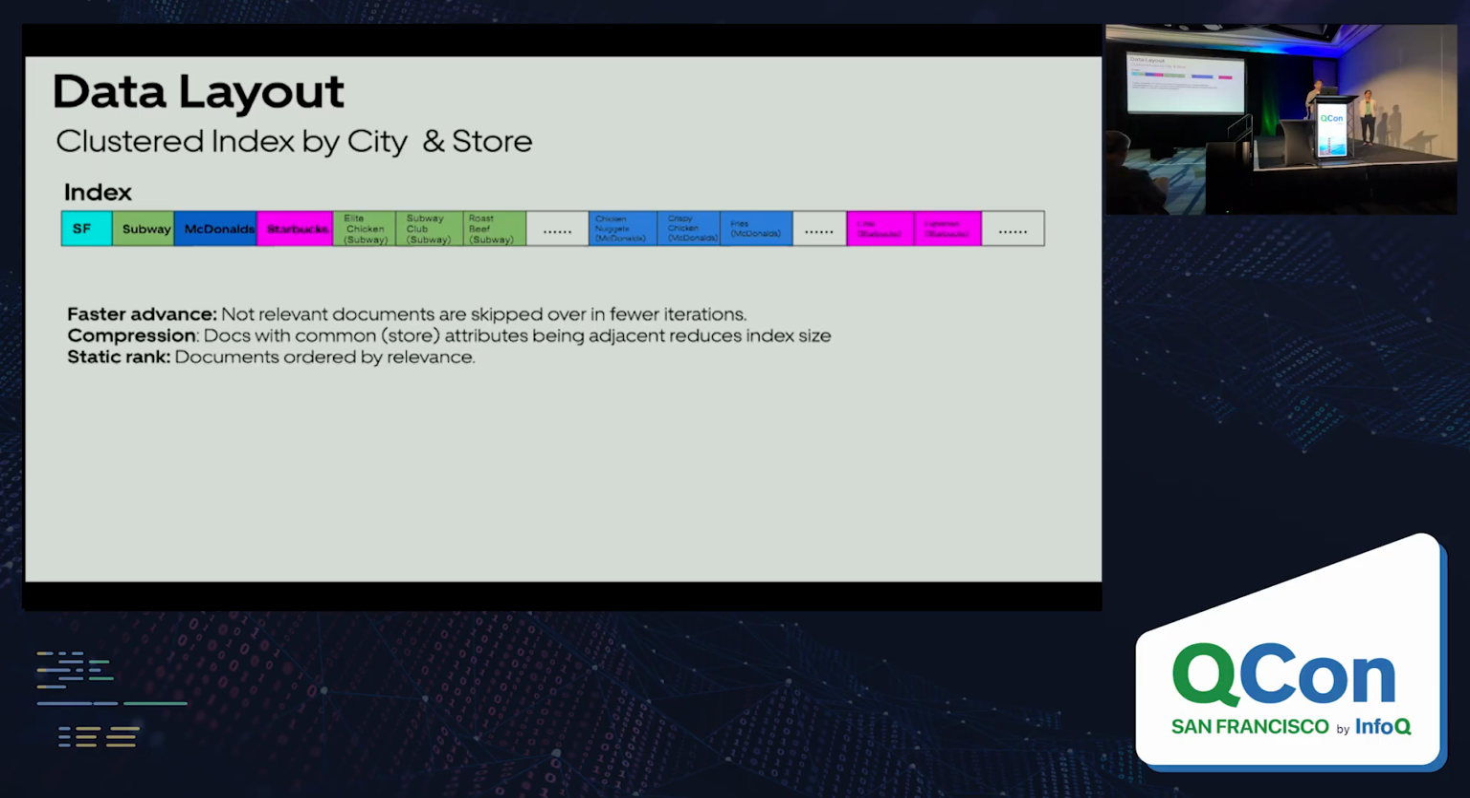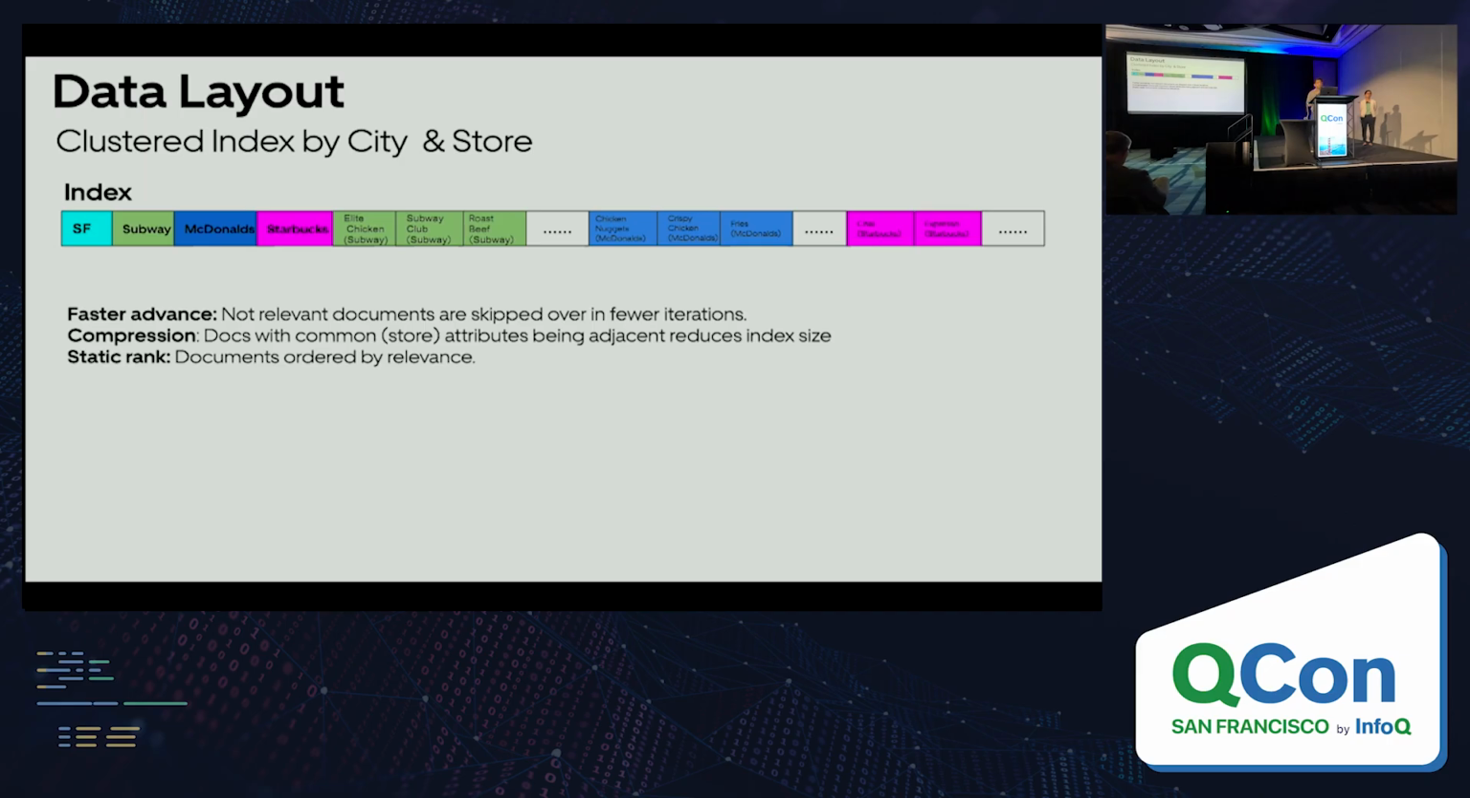So the benefit we get is faster iteration. A query comes from SF, you can skip over all the documents of other cities that may be in the shard and just move the pointer right to SF and then find all the stores. That makes the query faster.